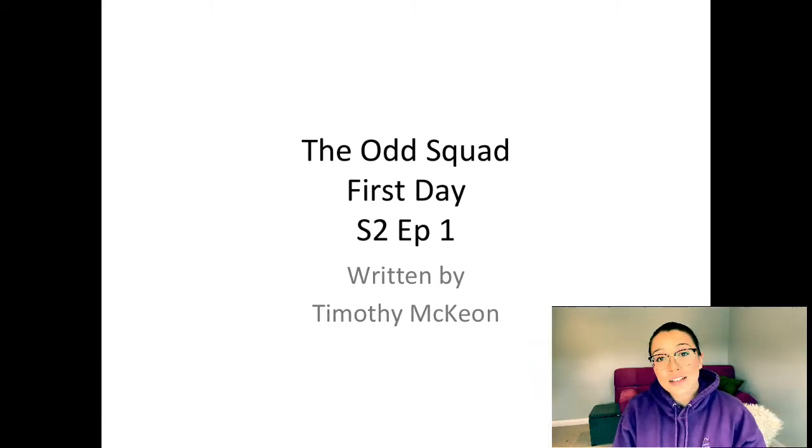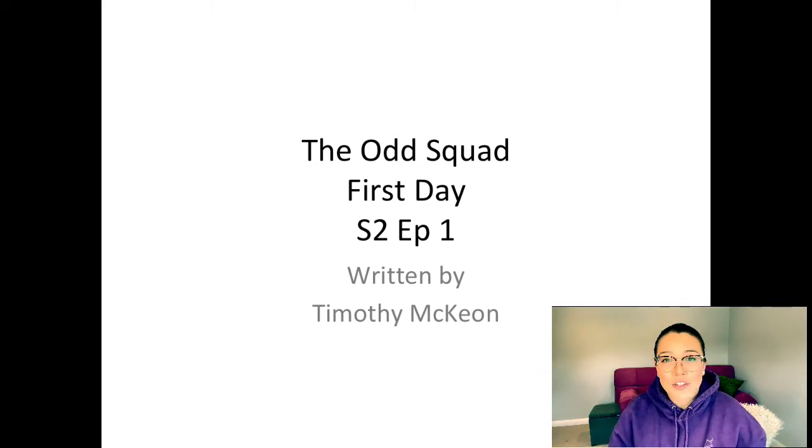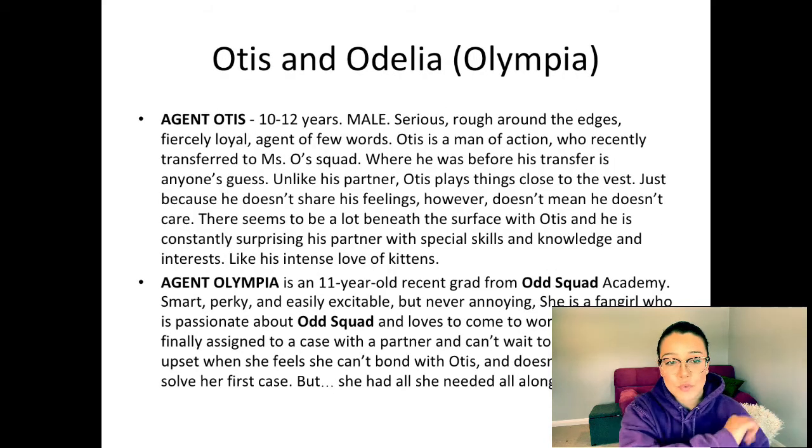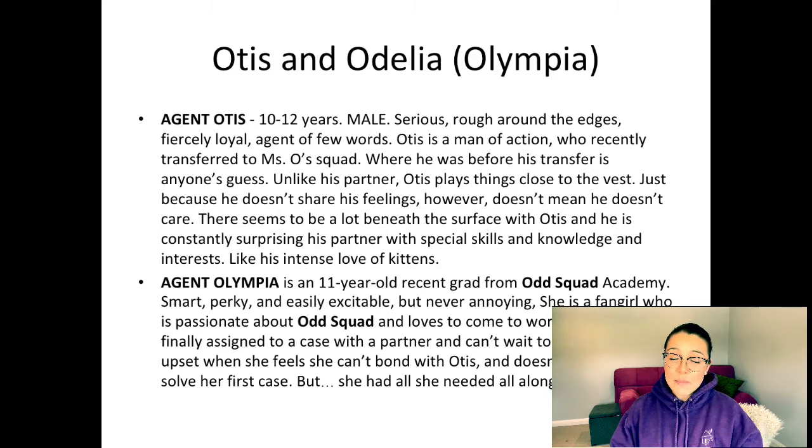So last week we had a look at a series called The Odd Squad. This is an American-Canadian kids TV show about a group of child secret agents who go around solving mysteries using maths. We looked at two characters called Otis and Odelia. The character was actually renamed Olympia by the time it got televised. But we're looking at how Odelia and Otis meet for the first time to start their first ever joint mission. And not all goes to plan.